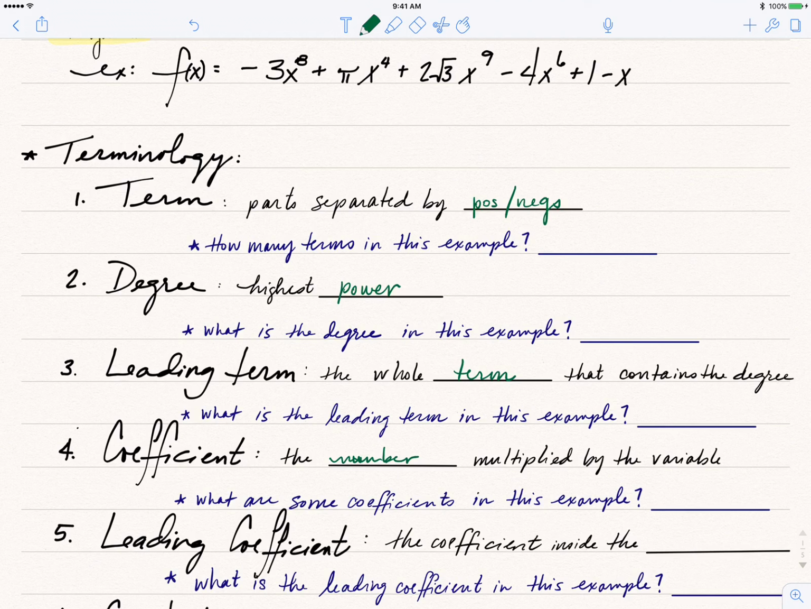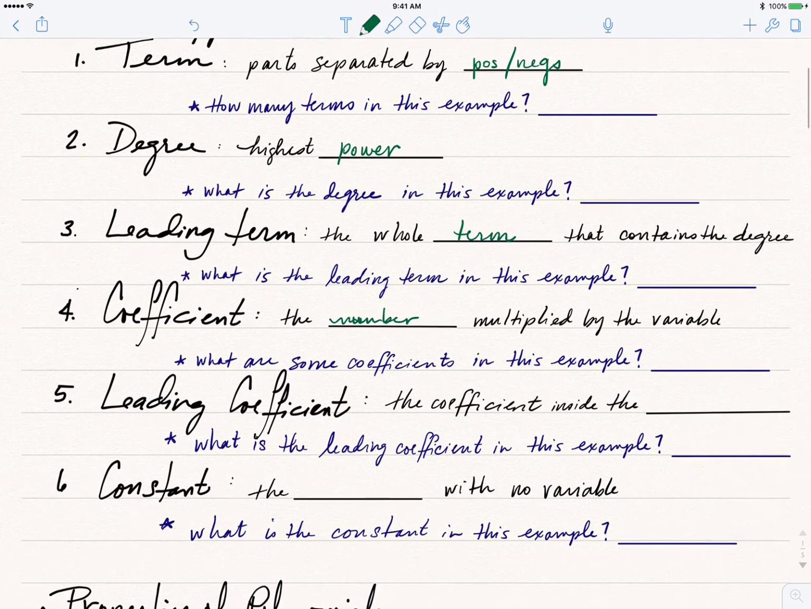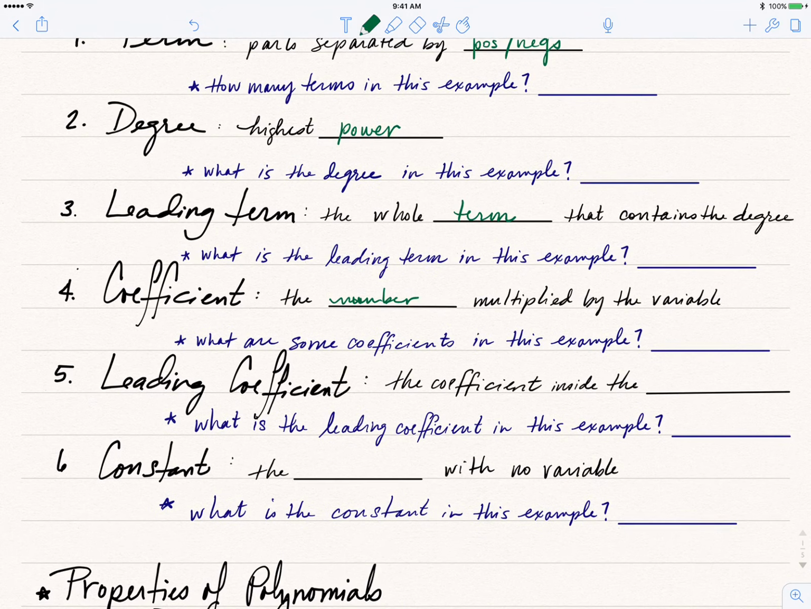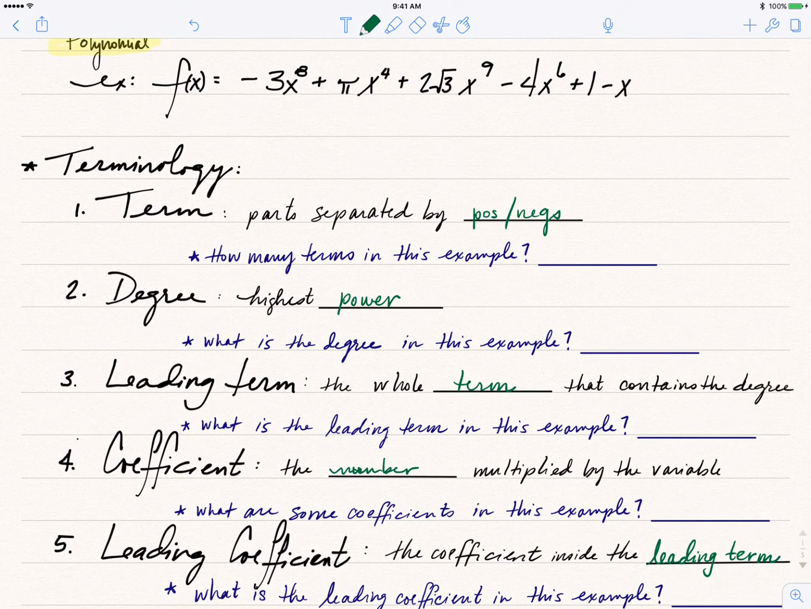Next, we have the leading coefficient. Now we've already dealt with the leading term, where that's the whole entire term that contains the degree. What is the leading coefficient? Well, this is the coefficient inside the leading term. Inside the leading term. So in our ugly example, what is the leading coefficient? Fill in the blank.